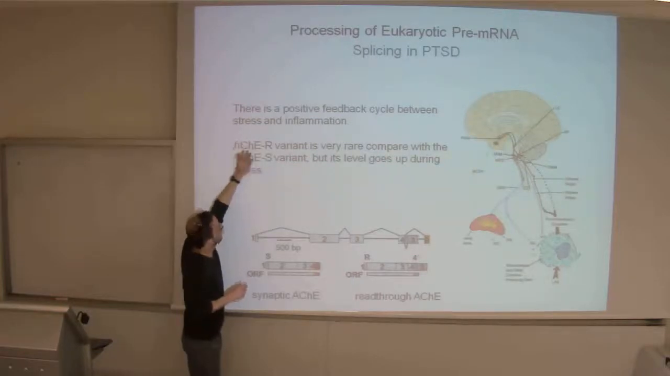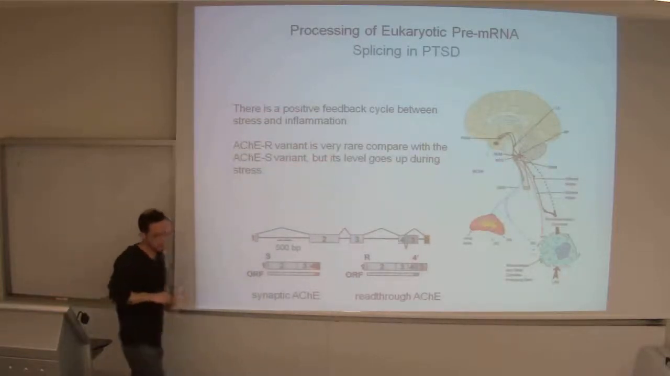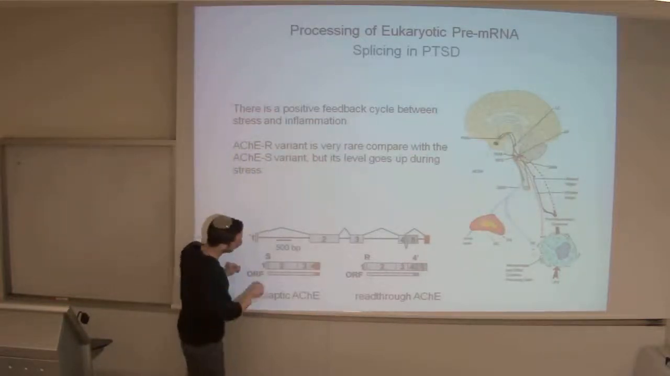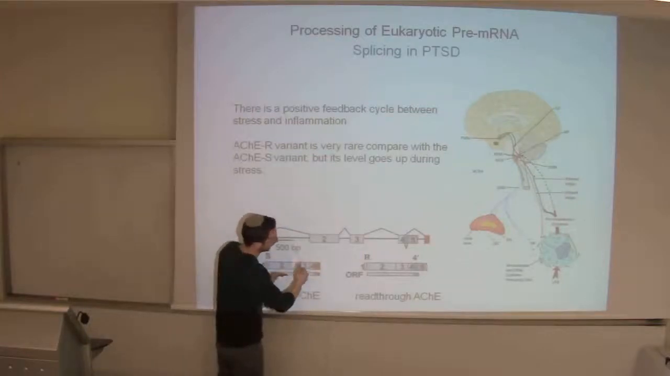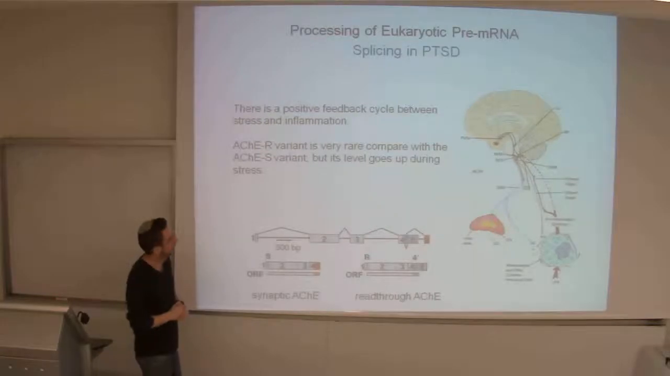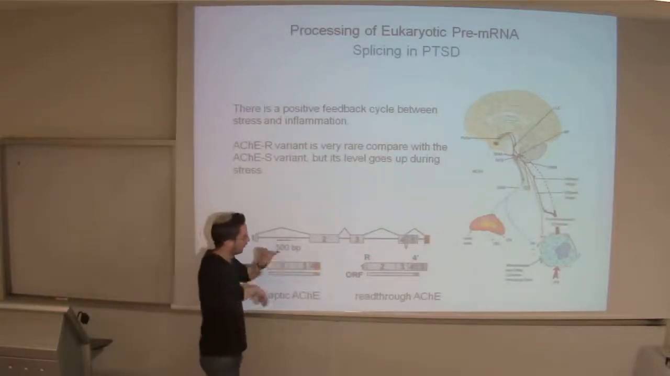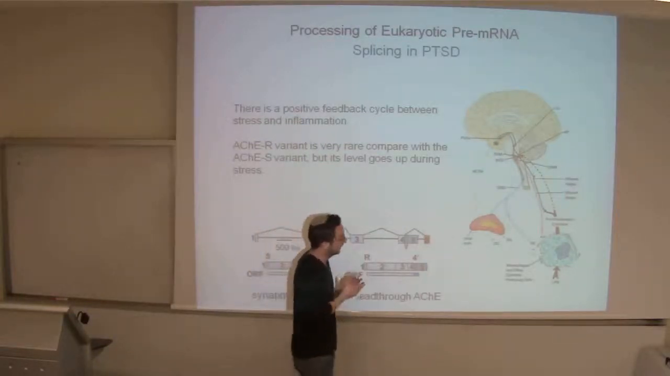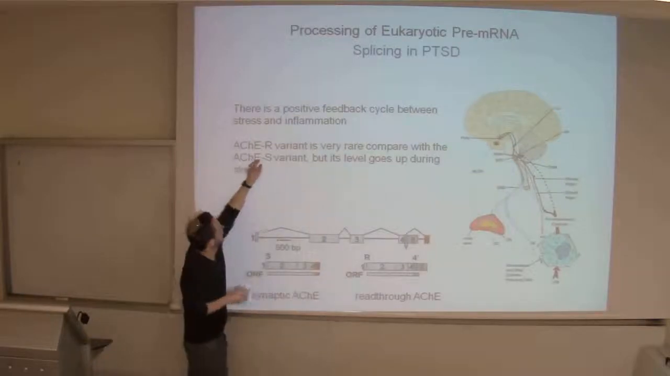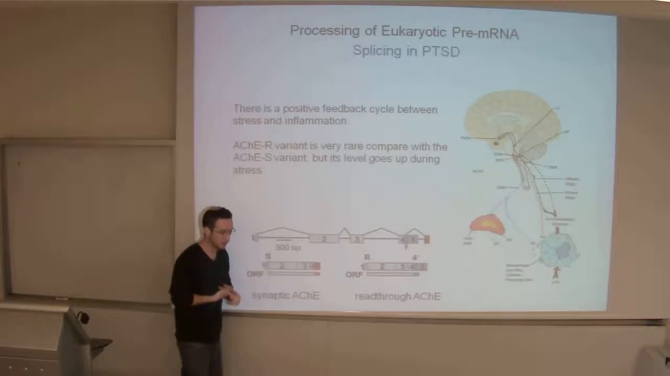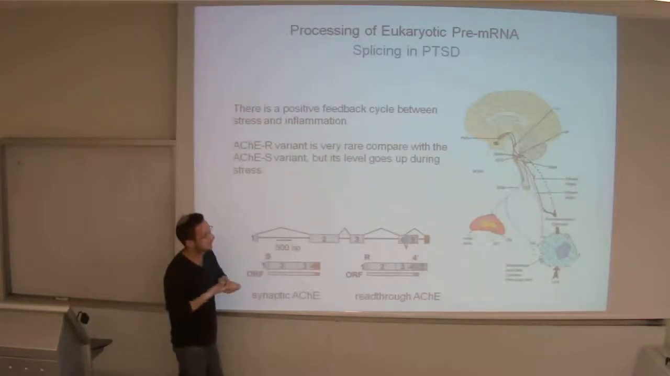But with it, although more rarely or more lowly expressed, is the acetylcholine esterase read-through variant. It's called read-through because of its structure, because it included another exon that was not included in the S, the synaptic variant. And now I'm going to wave my hand and just say that acetylcholine esterase, the read-through variant, was shown to be pro-inflammatory. This is one observation. And the second observation is that it increases in post-traumatic stress disorder patients.